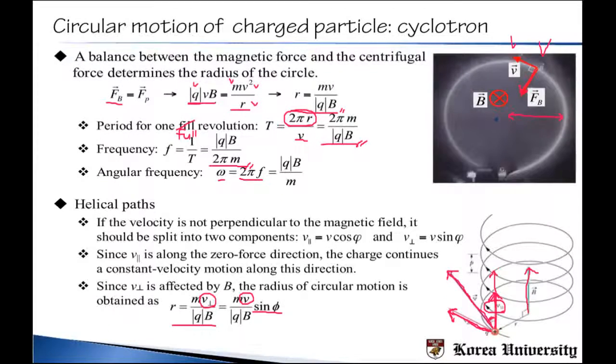So it will perform circular motion due to the velocity component perpendicular to the magnetic field, and at the same time constant velocity motion due to the velocity component parallel to the magnetic field. As a result, it will undergo the so-called helical motion as shown here.